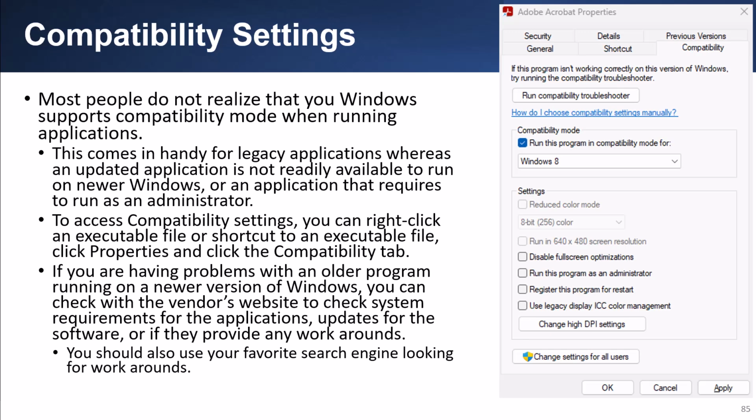To access compatibility settings, you can right-click an executable file or shortcut to an executable file, click Properties, and click the Compatibility tab. If you have not already, with an older program running on a new version of Windows, you can check with the vendor's website for system requirements for the application, updates for the software, or if they provide any workarounds. You should also use your favorite search engine looking for workarounds.